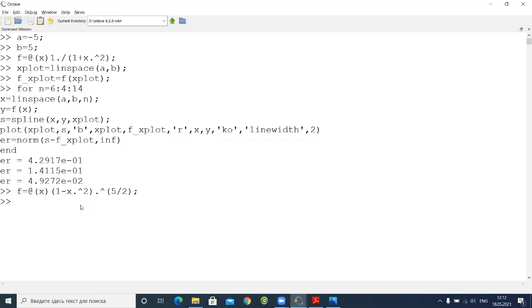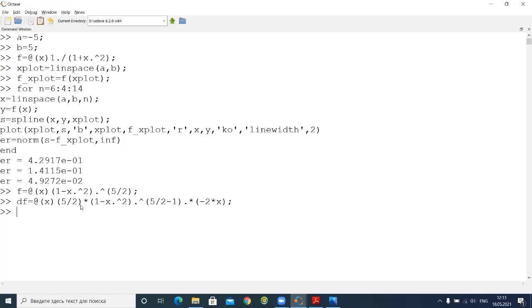And now we will define the derivative of this function. Let's denote by df the derivative of f. Let's compute this df. When we compute it, it will be 5 over 2, the coefficient, times 1 minus x squared to the power of 5 over 2 minus 1, and multiply by the coefficient, which will be minus 2x. This is the new function, df.